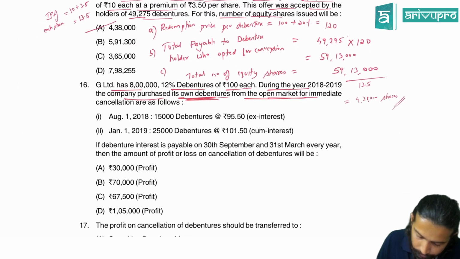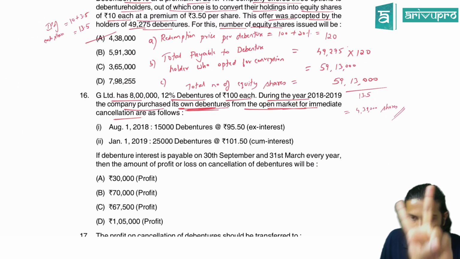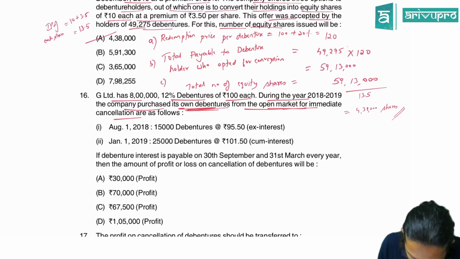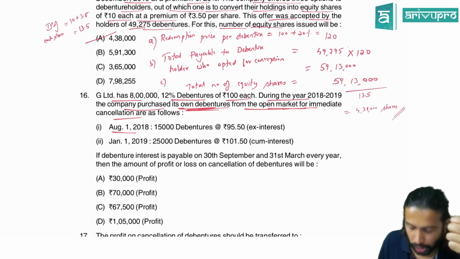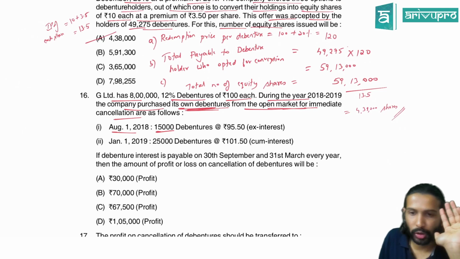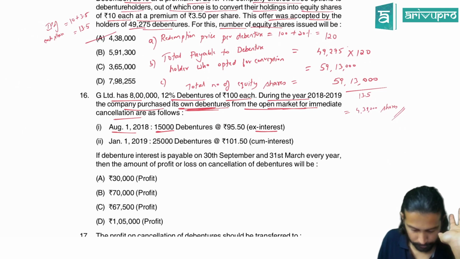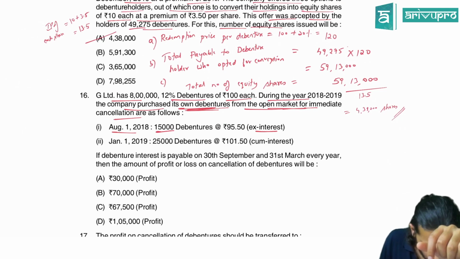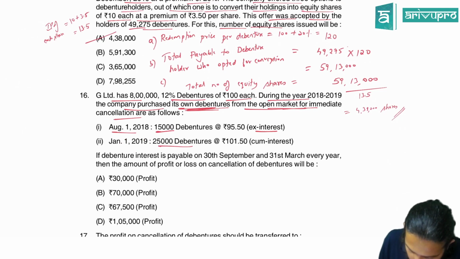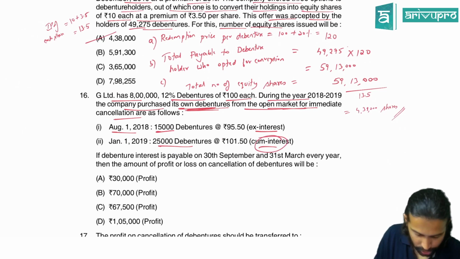So the company has purchased these debentures from the open market for immediate cancellation. Two times they have purchased. Once on 1st August 2018: how many debentures did the company buy? 15,000 debentures at 95.5 ex interest. Next, on 1st January 2019, the company again bought 25,000 debentures at 101.5. This time at cum interest.